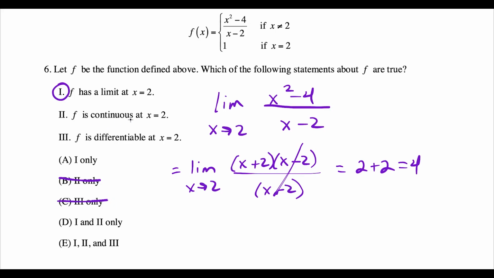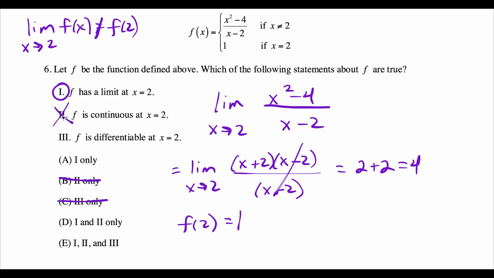Now, f is continuous at x equals 2. You have to know that if a function is continuous at x equals 2, that means the limit as x approaches 2 of f of x is going to be equal to f of 2. So the next thing we should find here is, what is f of 2? f of 2, they told us, is equal to 1. So right away I look at this and see, wait, the limit is equal to 4, and the function value is equal to 1. So in this case, this is not true. So automatically f is not continuous at x equals 2.